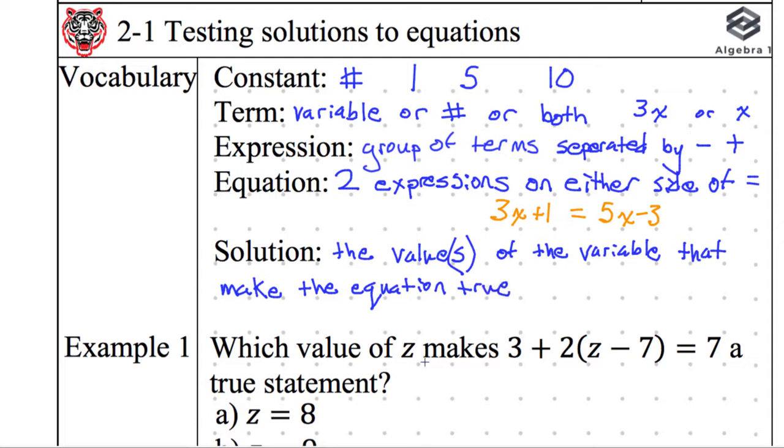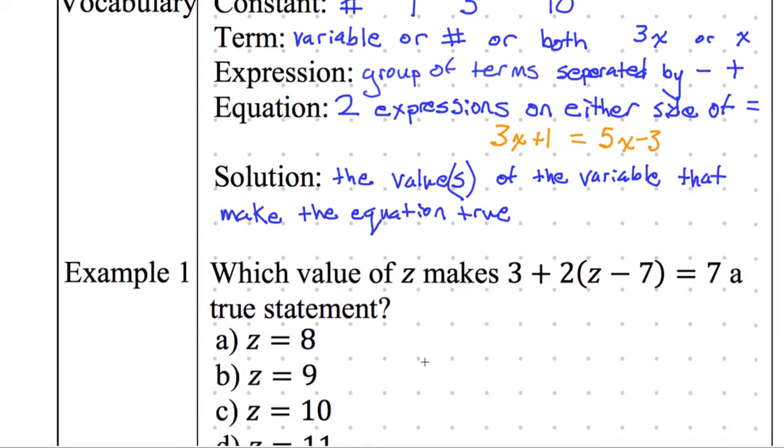So if I solve the equation and say x equals 1, then that is the solution, because when I plug 1 in for x, everything is equal to each other. The left side equals the right side. All right, lots and lots of vocabulary, and most of this hopefully should be review.